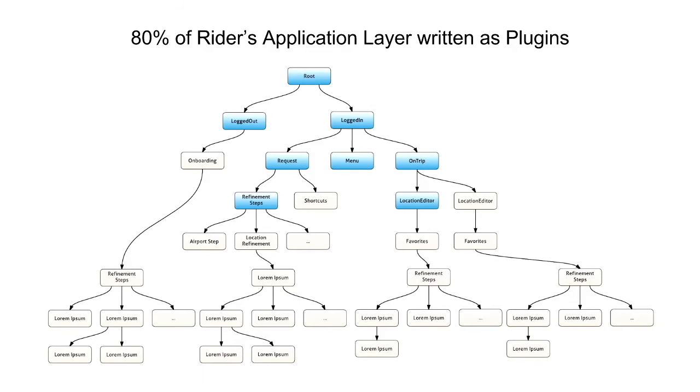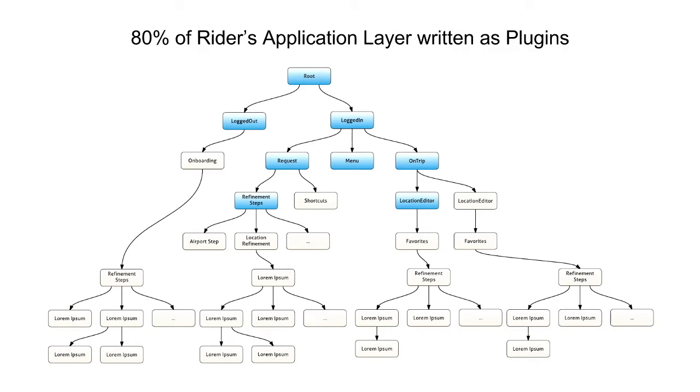I have a bit more of an extended version of the rib tree here. I'm hoping it's too small for any of you to read it because I wrote lorem ipsum in some of the boxes. But this is more representative of the full tree, still a lot smaller than the real one. And the blue ones at the top there are the ones that are not plugins. Everything else is all plugins.